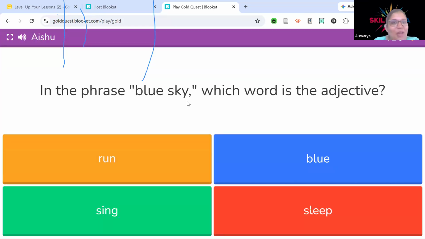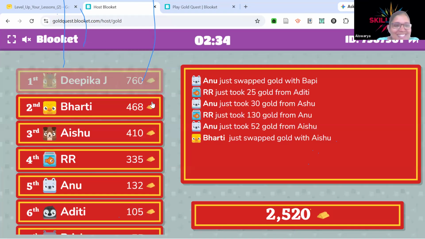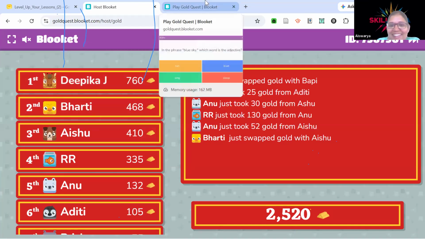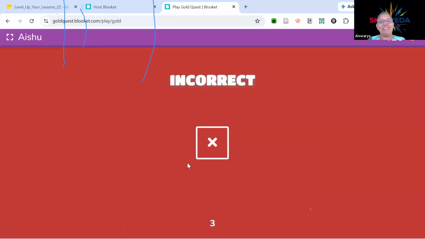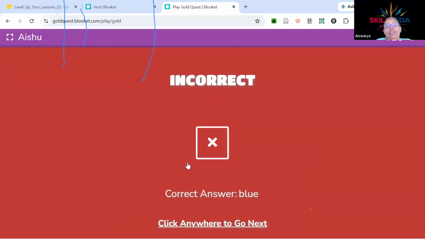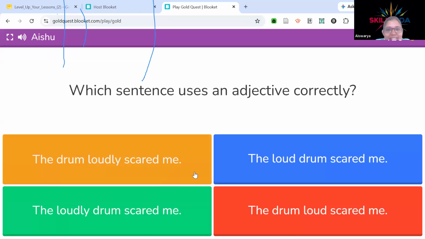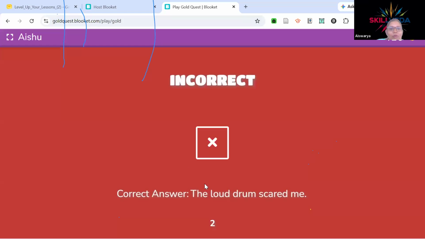Bharti ma'am has swapped my gold. I was in the first place. Okay. I'll make one answer wrong to see how things are going to be. Okay. So once you're correct, it is telling me that the correct answer is this. Okay, great.